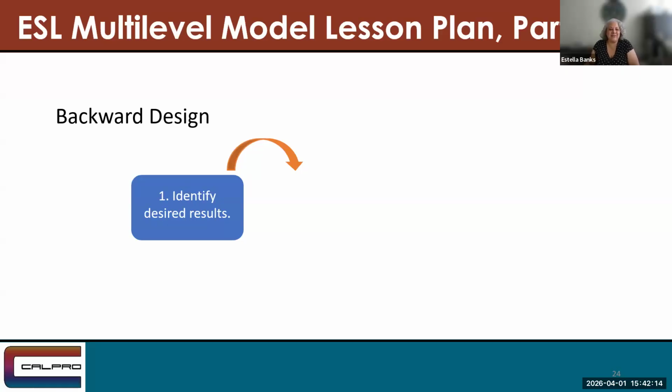You want to identify the desired results. Start with the learning outcomes. Begin with the end in mind. I'd ask myself what do I want the students to be able to do by the end of our time together? Excellent. So then what would be the second step?